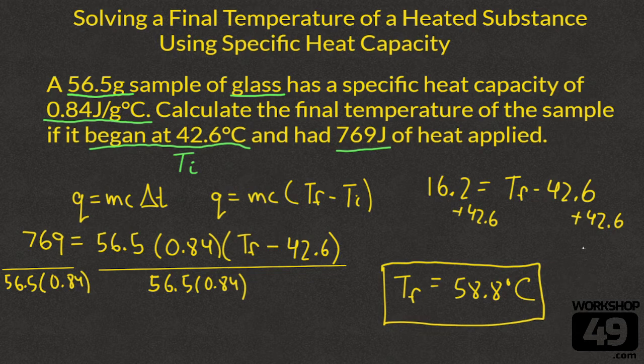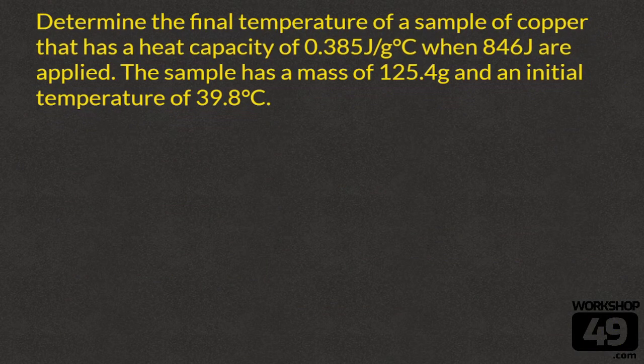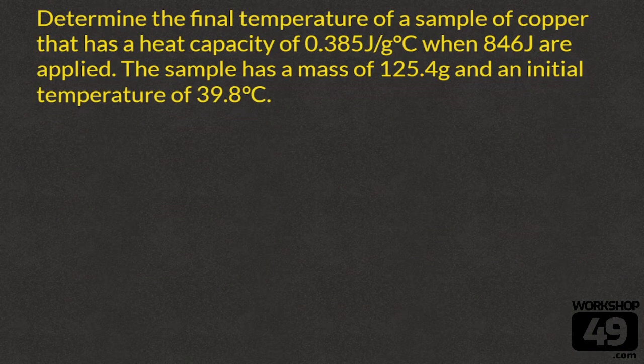Let's go ahead and try another one. We're just going to move down here, and I already got one ready. Again, we're going to highlight key information. Determine the final temperature of a sample of copper. Once we've identified the sample, we're going to use that to get our specific heat capacity. In this question, I've provided you with that specific heat capacity of 0.385 joules per gram degree Celsius.